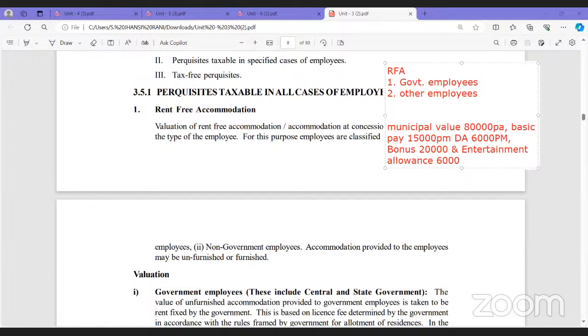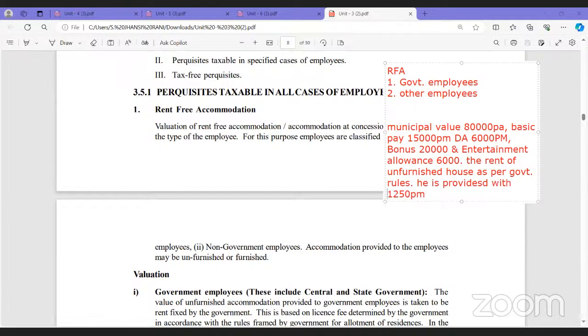Now the rent of an unfurnished house, which means there is no furniture, as per government rules, will be 1,250 per month. He is also provided with furniture costing 60,000 as per rules.